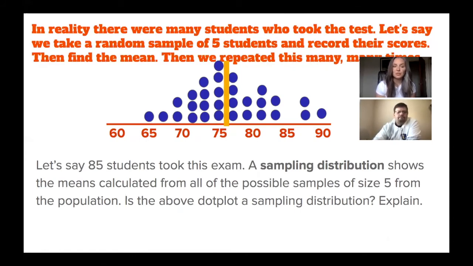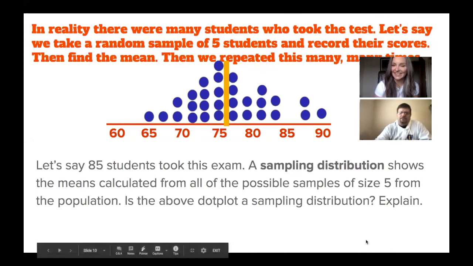A sampling distribution shows the means calculated from all the possible samples of size 5 from the population. If I were to call this a sampling distribution, that's what it would mean. And so the question becomes, is the dot plot above here an actual sampling distribution? What do you think? Well, it shows the means calculated, but it's not all of them. Right? So how many would there be? You gave me 30, but I'm thinking there's more than 30.